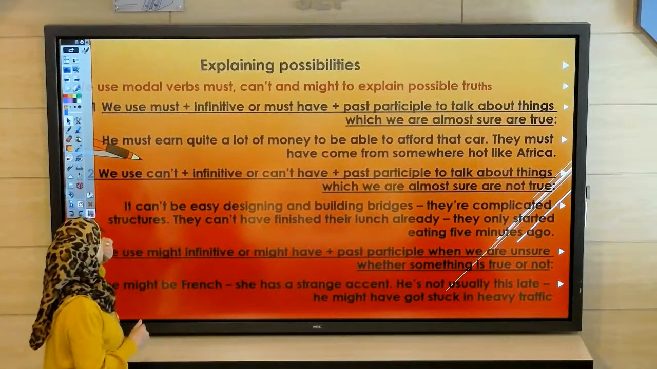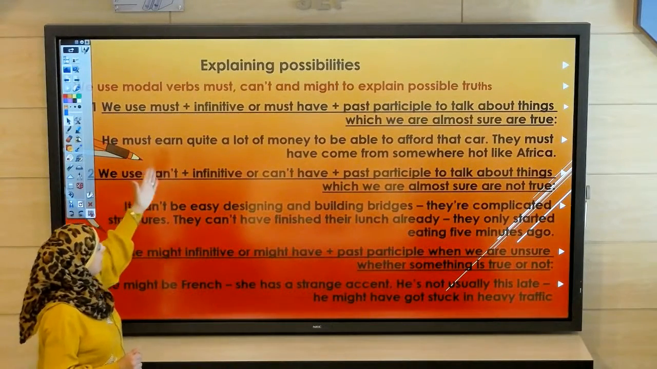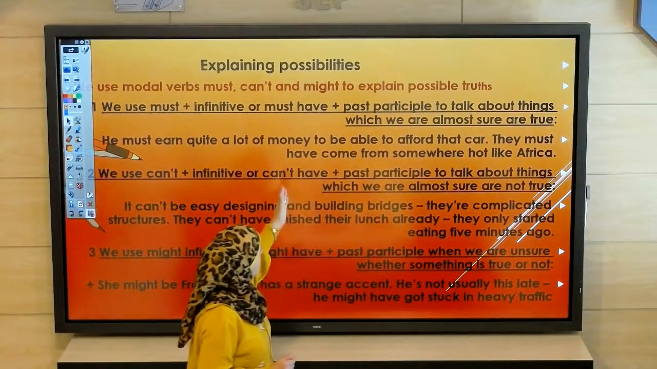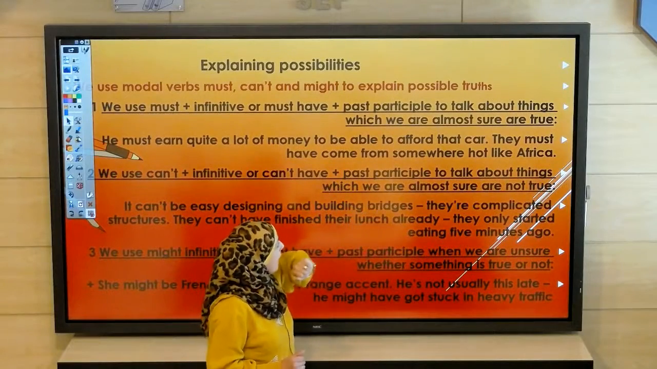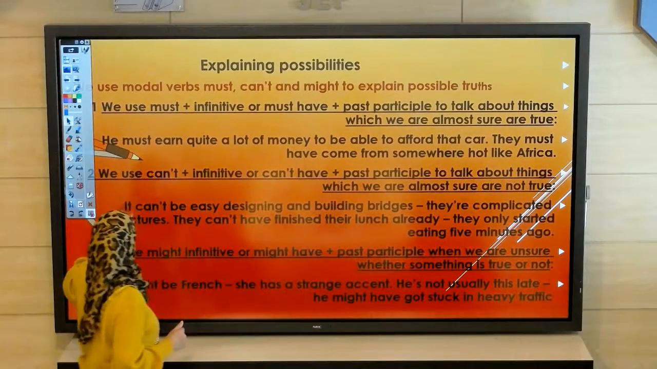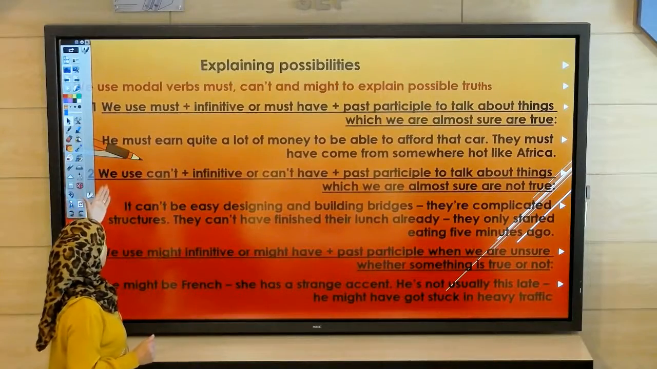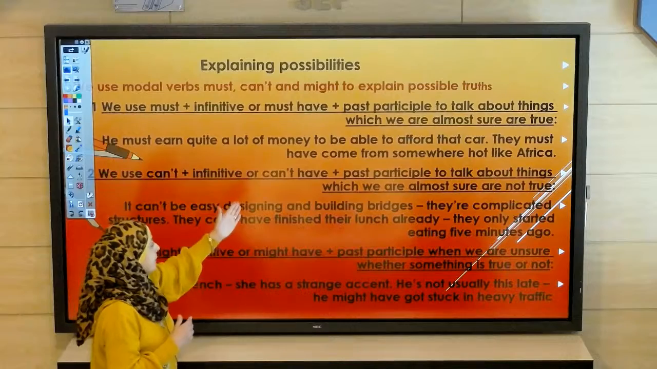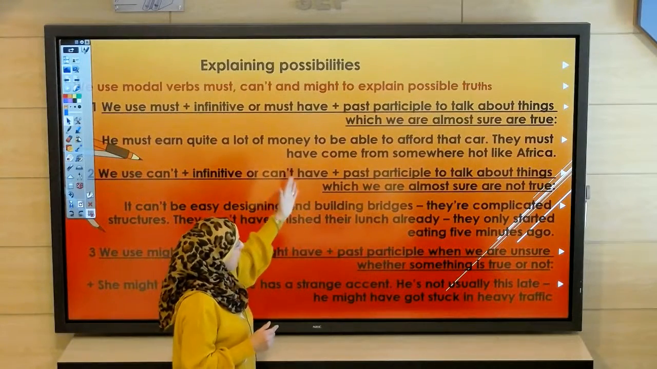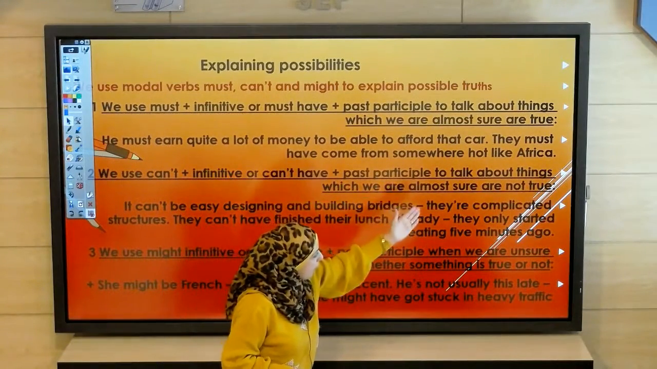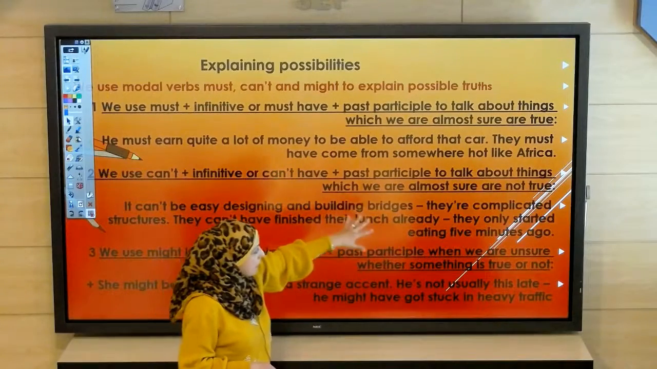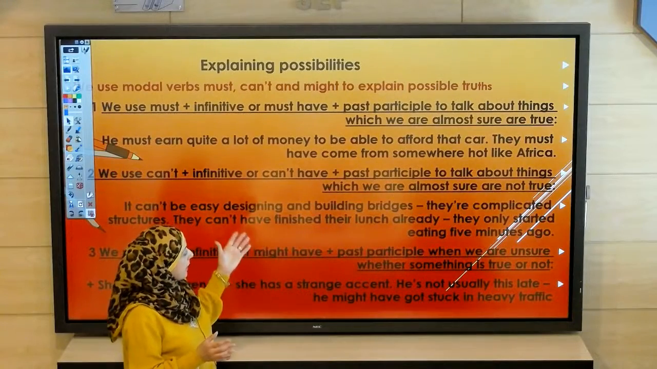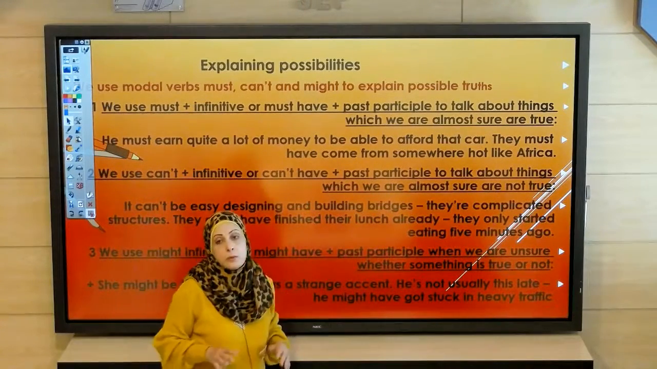Okay, notice this example. He must earn quite a lot of money to be able to afford that car. They must have come from somewhere hot like Africa. Okay? Number 2, we use can't. Can't plus infinitive, or can't, and after it have with past participle, to talk about things which we are almost sure are not true.